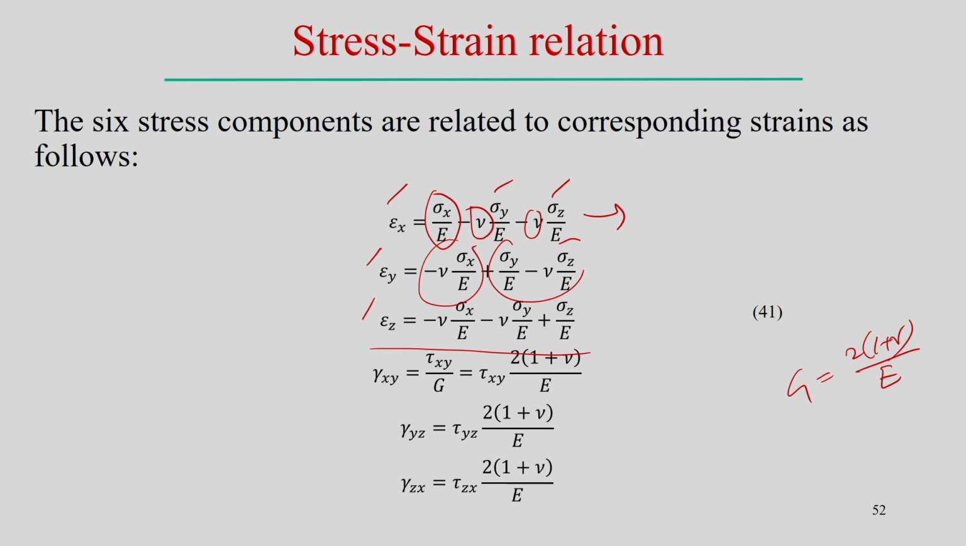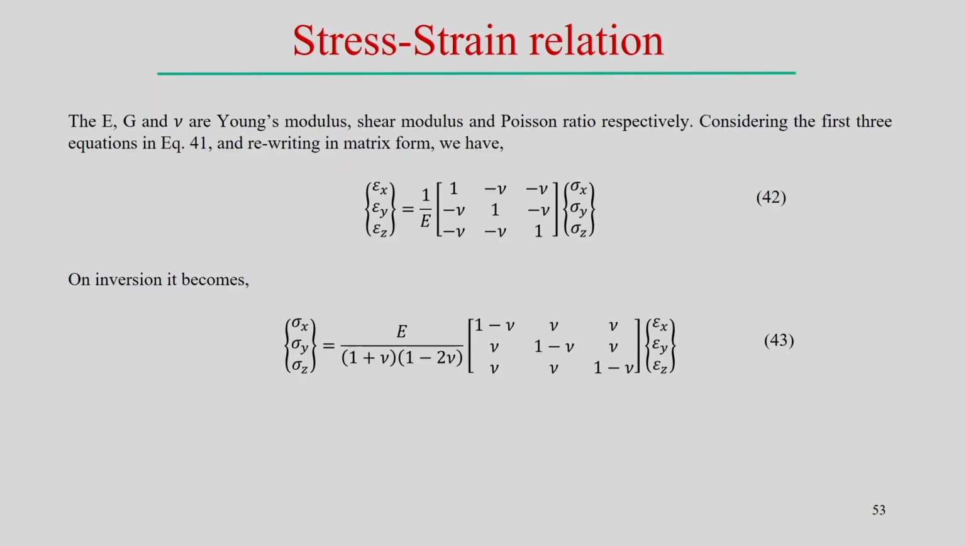So, if we consider the relation between the shear stress and shear strain in terms of G or other parameters, in terms of the Poisson's ratio or the Young's modulus, then the 6 strain components are associated with the 6 stress components. Looking into all these expressions, which are valid within the elastic limit, we can relate the different stress and strain components. E, G and nu are the Young's modulus, shear modulus and Poisson's ratio respectively. Considering the first 3 equations of equation 41, that means if you look only at the normal strain components, then we can relate strain to stress in terms of the Young's modulus in matrix form.